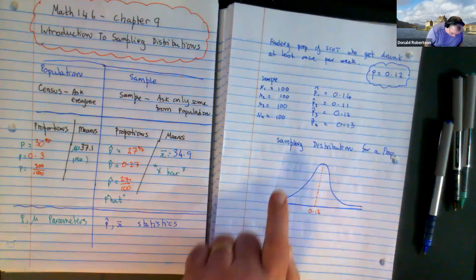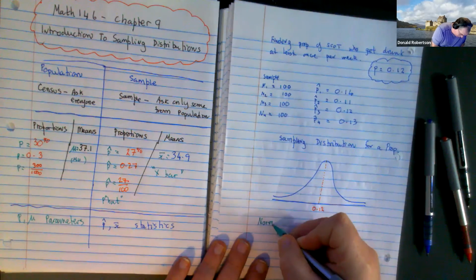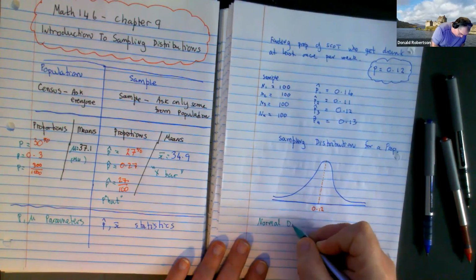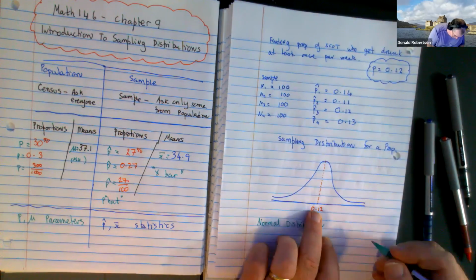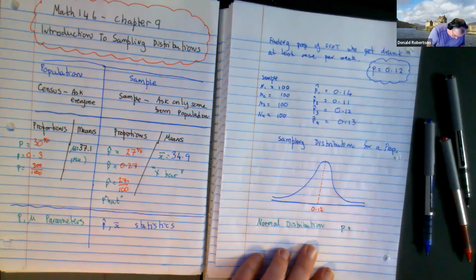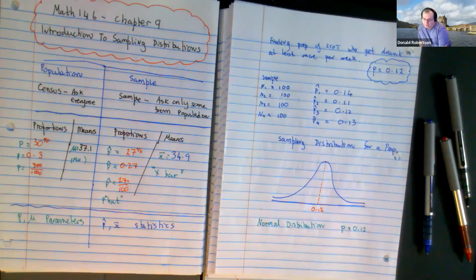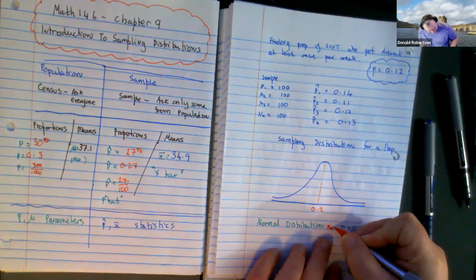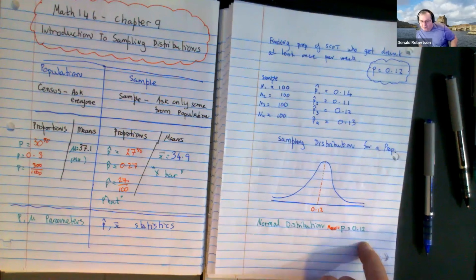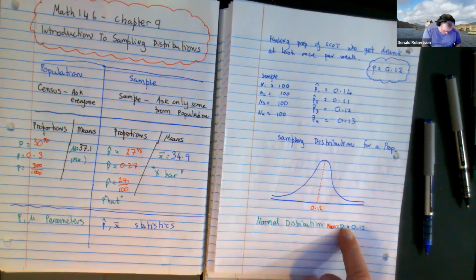So a sampling distribution is a normal distribution with the guy in the middle equal to 0.12. Seem reasonable? Now I know it's a little bit of a contradiction, but we call that the mean. So the mean of a sampling distribution, even though the numbers are proportions, is the mean of them because there's lots of them. It is 0.12. It's the population value.